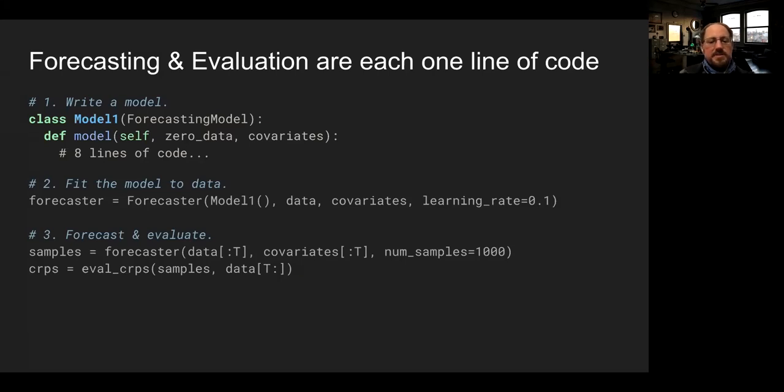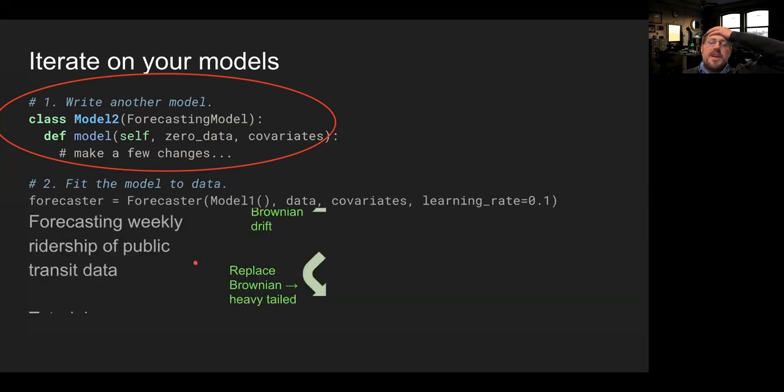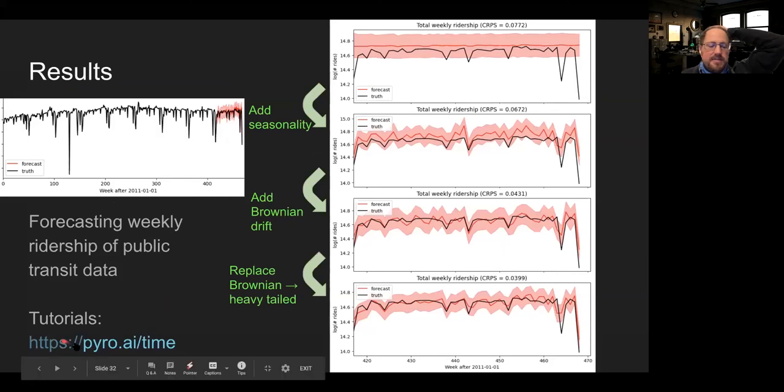It's really nice to express your probabilistic model in Python, because then you can make small changes to your model and just rerun your entire loop. There's no recompilation step or anything. So here's an example. This example is from some tutorials we have at pyro.ai/time, and that is using the model that we just saw. But I just wanted to go through some of the results to give you a qualitative idea of what we can do here.